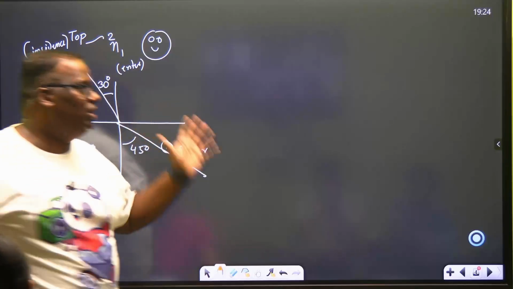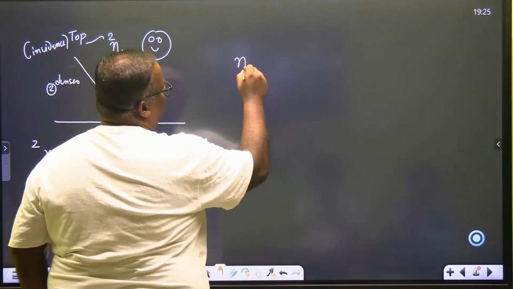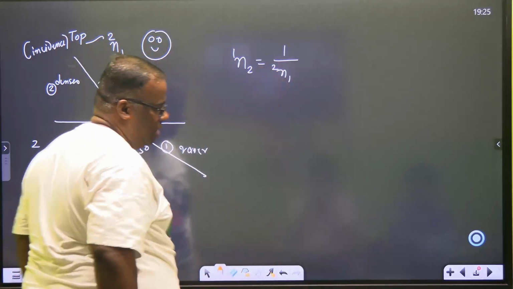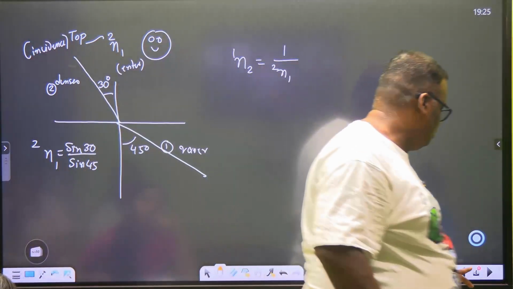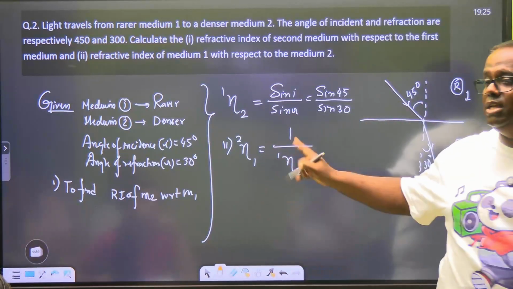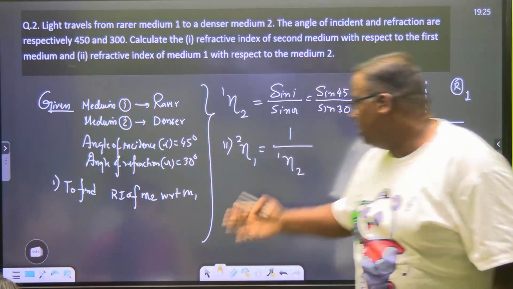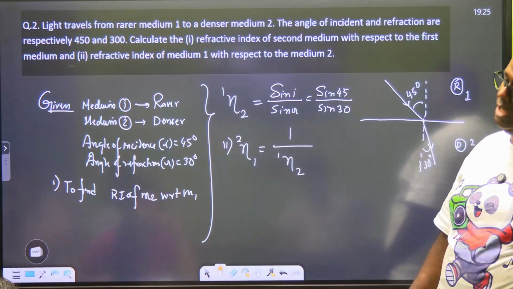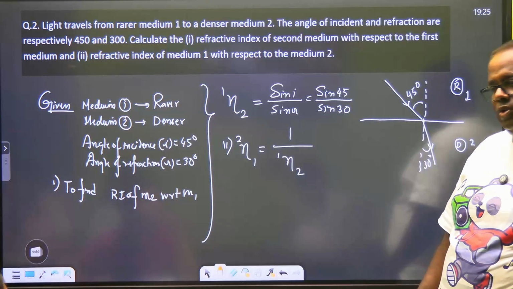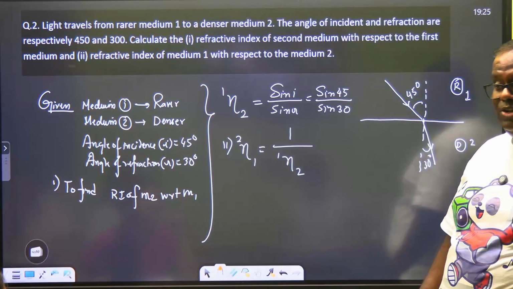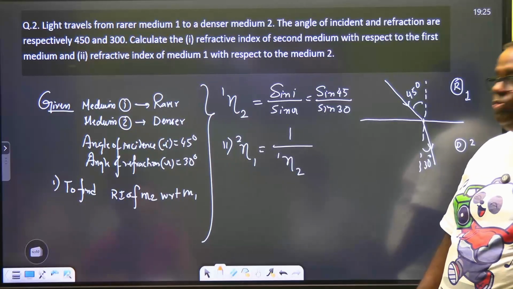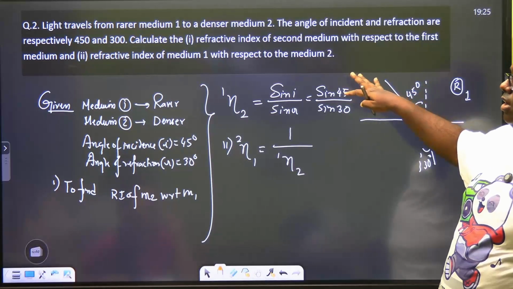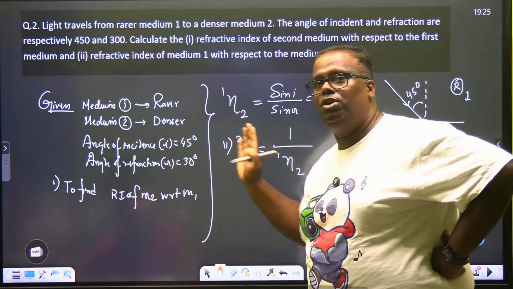But rather than doing all this hodgepodge, you know eta 2 with respect to 1 is the same as 1 upon eta 1 with respect to 2. Any child who has not understood the second part and my explanation of how to do it, in case you forget, can still ask. Clear? Right? Which question? This question? You want me to repeat the explanation of part 1, Shreya, or part 2?